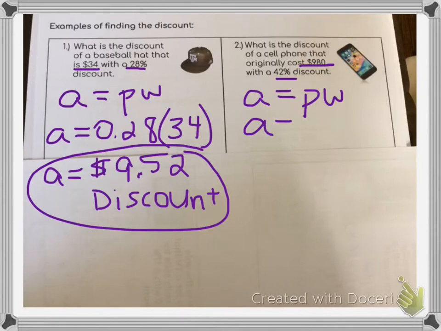So I'm looking for my part. My percent written as a decimal is 0.42 times 980.